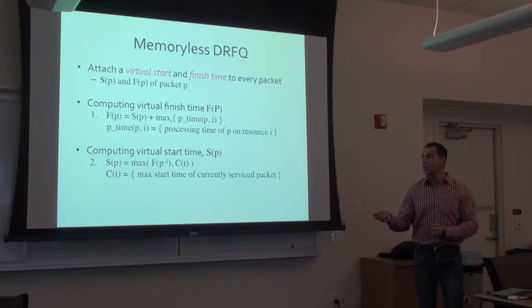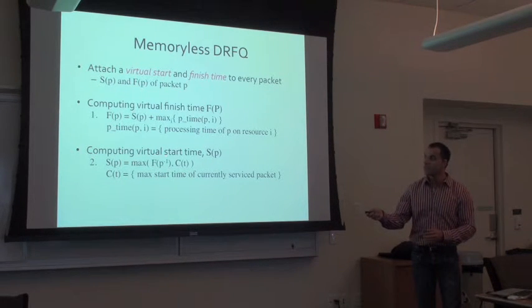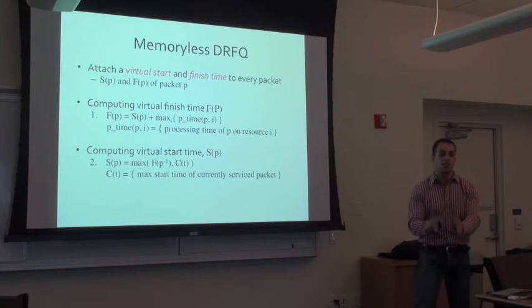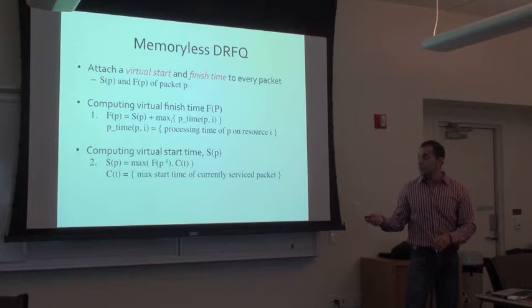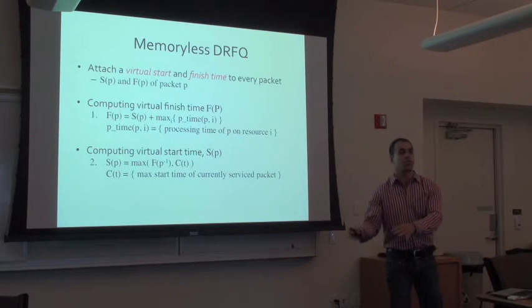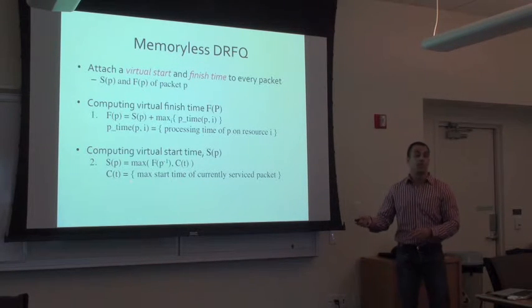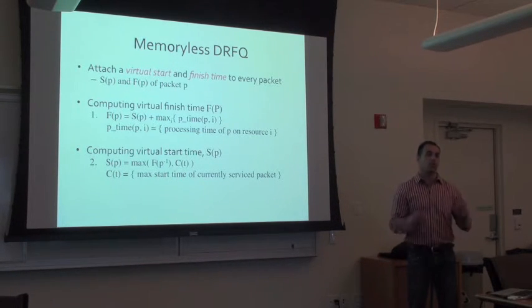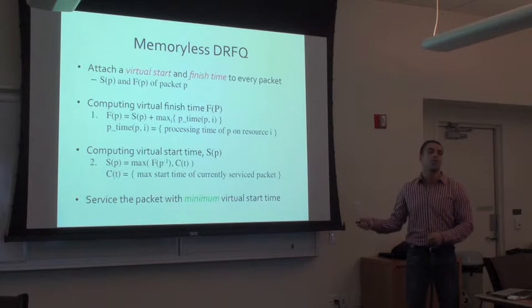And what really happens with these two cases is that whenever you're backlogged, this first part will be the max. So basically, the start time will simply be the finish time of the previous packet for that flow. It's very simple. And if this is the first packet of the flow that we're receiving, we're just going to set it to the current start time of the packet that's being serviced in the system. And if there is no packet being serviced right now, just set it to zero. Then, when we're actually servicing these packets, we always service the packet with the minimum start time.